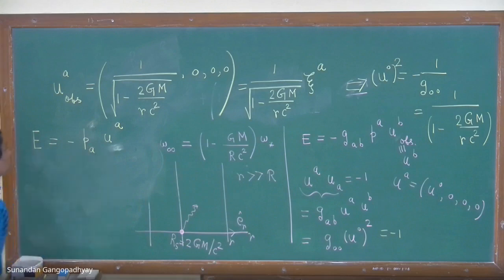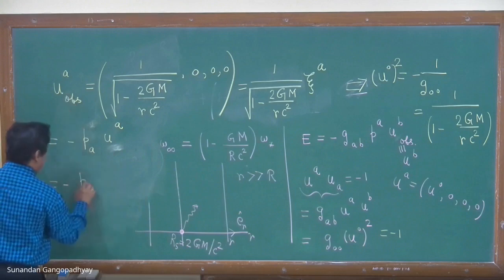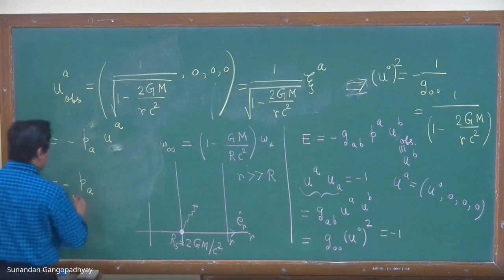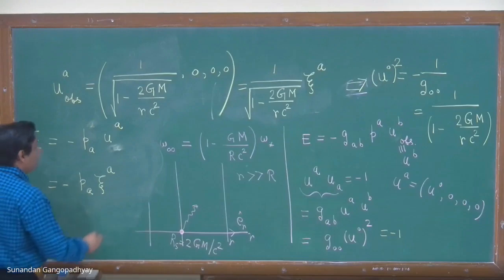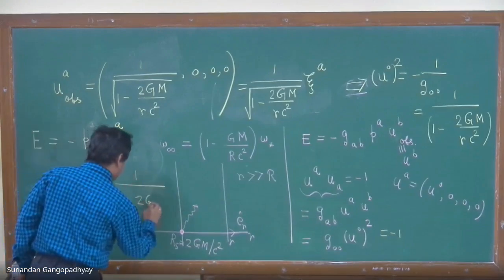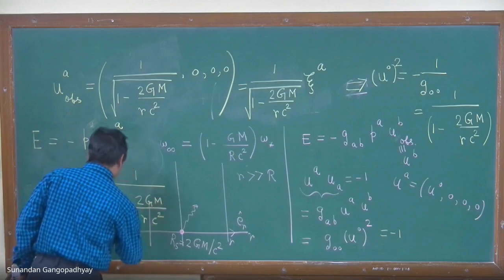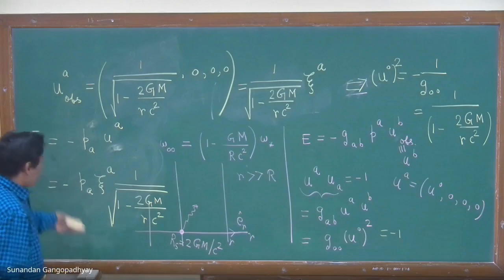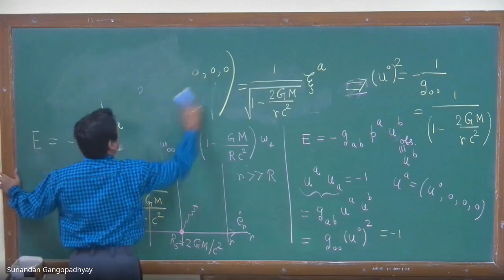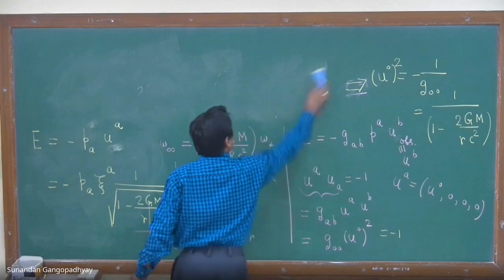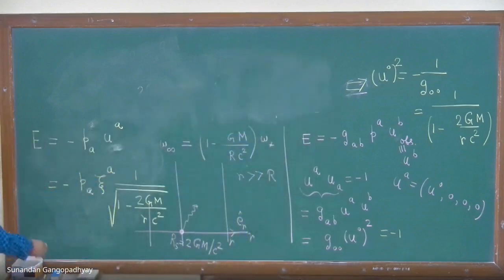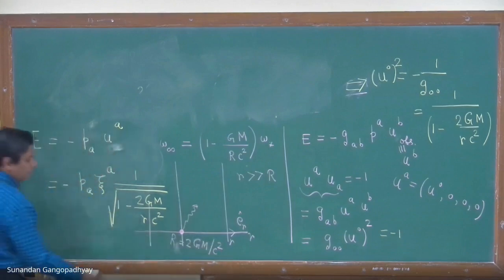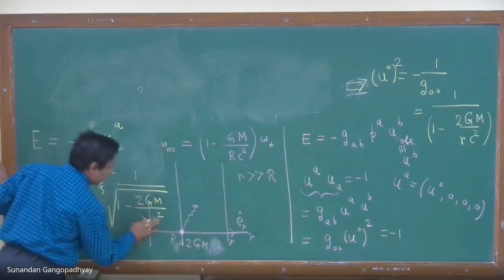Okay, so E is equal to this, but what is u^A? u^A is this multiplied by the killing vector, the timelike killing vector, where xi^A is (1,0,0,0). So you can write this as xi^A multiplied by this. Now if you have this expression, you can now say that at this point, when you are at capital R, just remove this: r is equal to 2GM by c squared, c is 1, so let us remove this also. Let us forget about this.